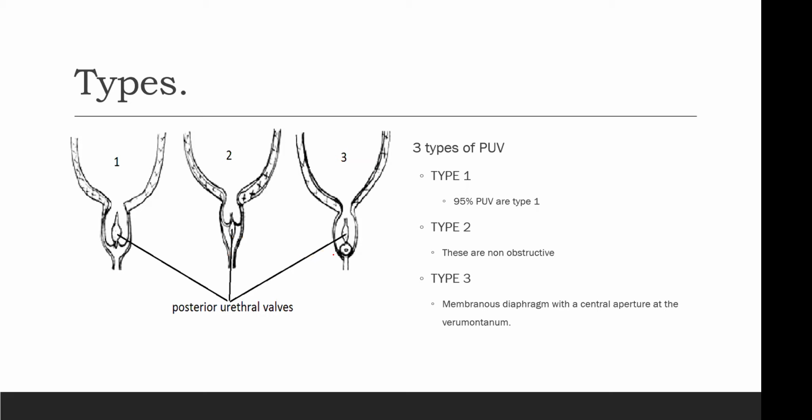There is actually a lot of anatomical variation in the obstructive types, so they have been grouped together and called COPUM, which is congenital obstructive posterior urethral valve membrane. This excludes type 2 since it is not obstructive.